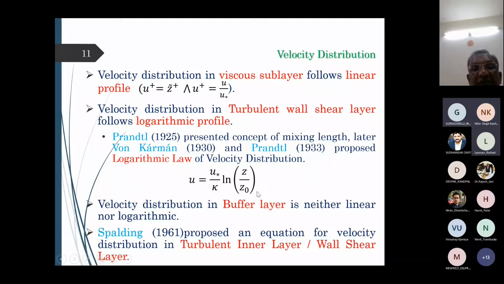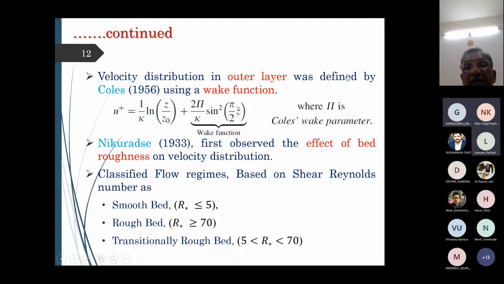Okay, and then we have the velocity distribution in the outer layer, and it is defined by this particular expression. This sigma function, 2 pi k kappa sin square pi by 2 z bar, is a wake function. This is Cole's wake parameter, and for the outer layer, the wake function is defined using this particular expression.